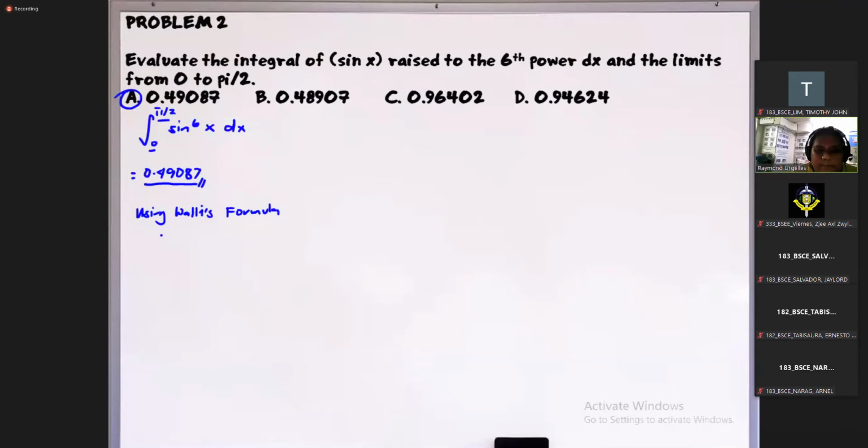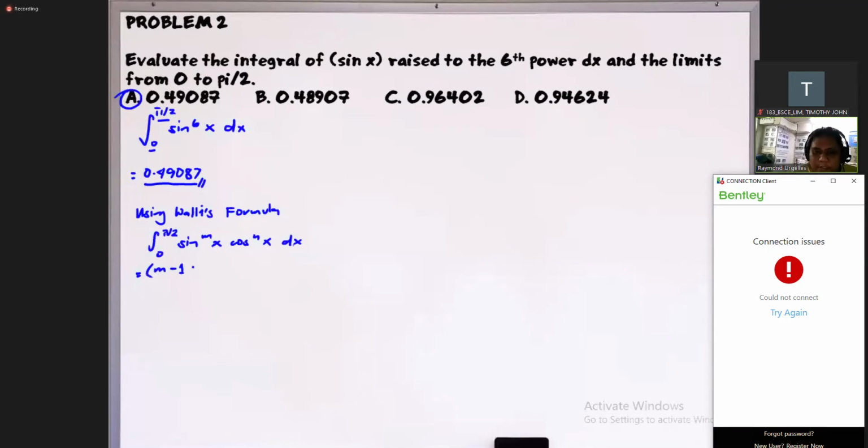Pag meron sa ating given na integral from 0 to pi over 2 ng sine to the m of x, kahit meron pa yung kasamang cosine to the n, dx, this is always equal to (m minus 1) multiplied by (m minus 3), and so on, hanggang umabot tayo sa 3 or 1. Then multiply this by (n minus 1) times (n minus 3) and so on, hanggang umabot tayo sa 2 or 1.